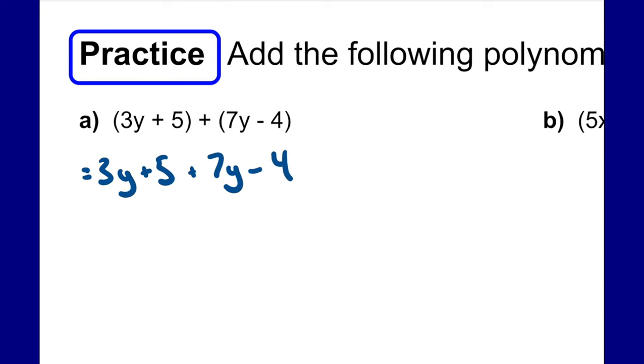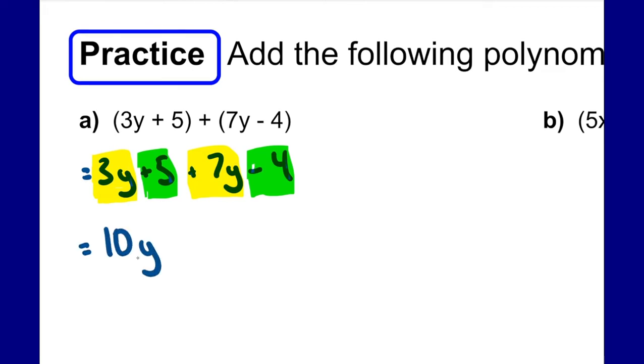Now, in the same line, I can identify my like terms, the terms that have the same variable and exponent. So 3y plus 7y, minus 4 and plus 5. Collect those like terms. 3y and 7y is 10y. 5 and minus 4 is plus 1. And again, I'll highlight just to show where all of this comes from.